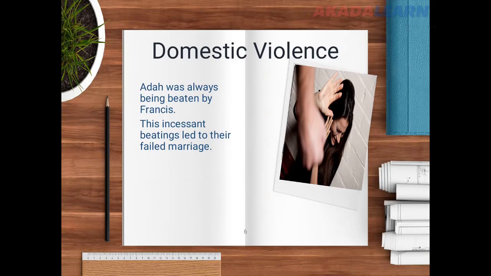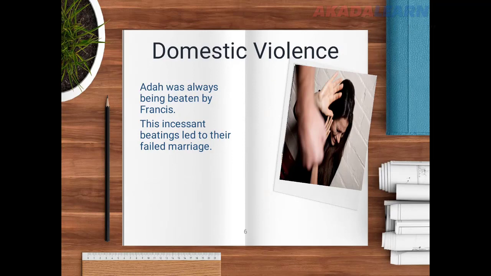Every little thing, he comes back agitated, and the next thing, he's pouncing on Ada. The incessant beatings led to their failed marriage because they became distant. She got so tired of him. The last straw was when he burnt her manuscript and beat her up, and she had to leave.